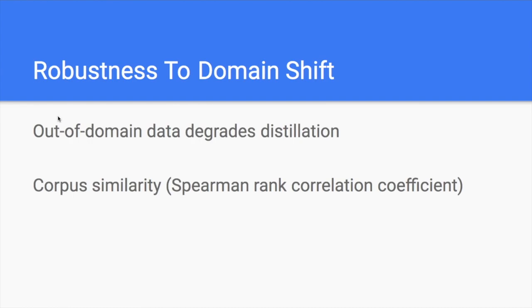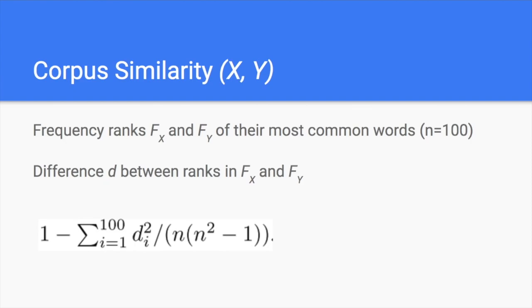So in order to measure this, they propose a way to measure the corpus similarity. Basically, it uses the correlation coefficient to measure how different these two corpora are, or how similar they are. The way they measure the similarity between corpora is like this. Basically, they find the top 100 most common words in two corpora, and calculate the difference between the ranks of the same words in the different corpora. For example, if apple ranks number 1 in Corpus X, and it's number 50 most common in Corpus Y, then their difference is 50 minus 1, so it's 49 here. Then you use this formula to calculate the similarity score.